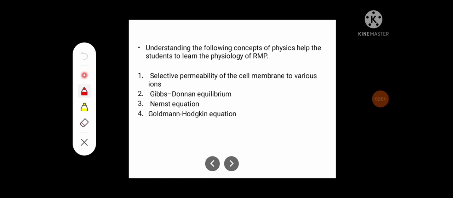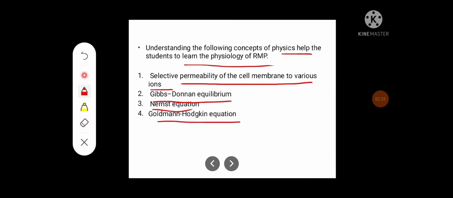Understanding the following concepts of physics helps in learning about the resting membrane potential. The resting membrane potential depends on various factors like the selective permeability of the cell membrane to various ions, the Gibbs-Donnan equilibrium, the Nernst equation, and the Goldman-Hodgkin equation.